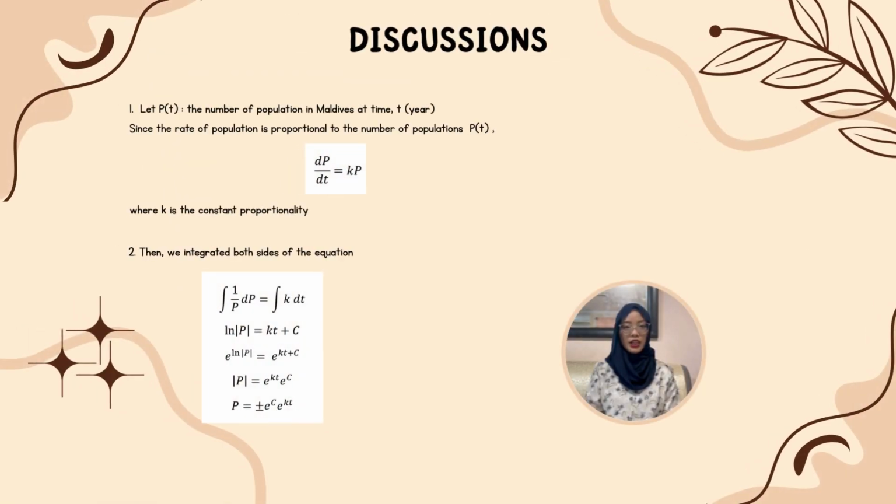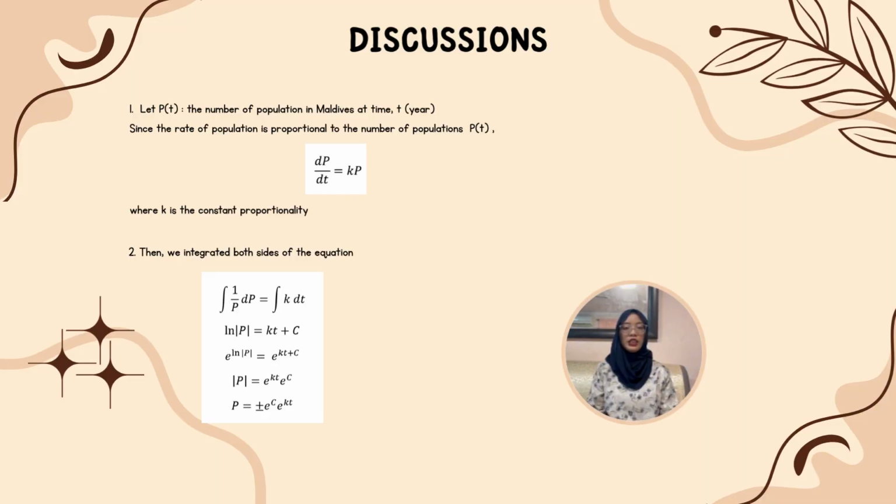Next, moving on to discussion, this is how we calculated our particular solution. First, we let P(t) equal the number of population in Maldives at time t, where t is the variable and it is in the unit of year. Since the rate of population is proportional to the number of population, we use the equation dP over dt equals kP, where k in the equation represents the constant of proportionality. Second, we integrated both sides of the equation, which becomes integration of 1 over P dP equals integration of k dt. After integration, it becomes ln modulus P equals kt plus C.